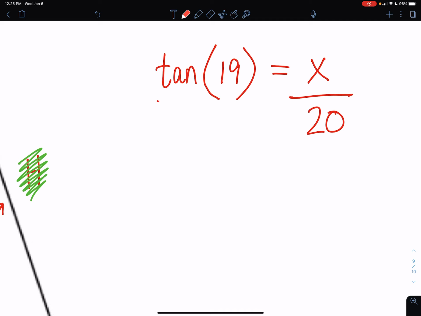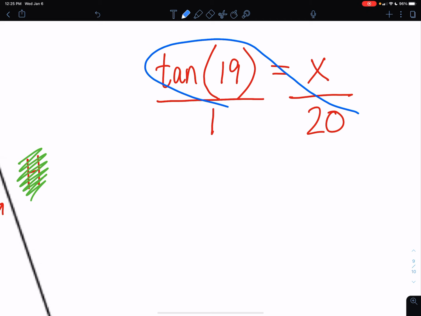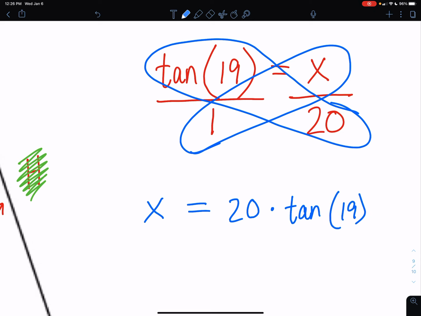And now we can zoom in here and we can just solve for X. So we're going to start by putting our function over 1. That'll give us just a nice familiar setup for when we cross multiply. And so now let's do that. We'll cross multiply to get X by itself. We've got a tangent of 19 times 20, and that will equal 1 times X. Now, 1 times X is nice because 1 times X is just X. So I'm going to write that down, and then that'll equal tangent of 19 times 20. Tangent of 19 times 20 is 20 times tan of 19. I like to write it like that, and then that way the 20 doesn't accidentally get into the parentheses with the 19.